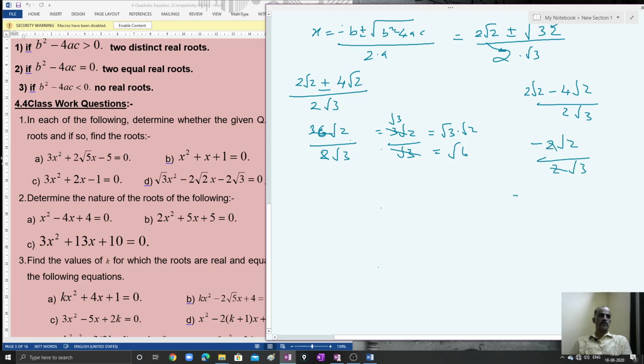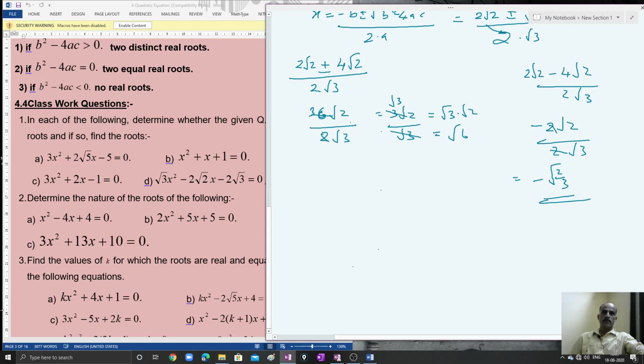You will cancel this as well, that will be minus 2 by 3. You will be getting two values from this. Now similarly, we have more questions there. We won't be doing this. This is again the repetition of the find the nature of roots.